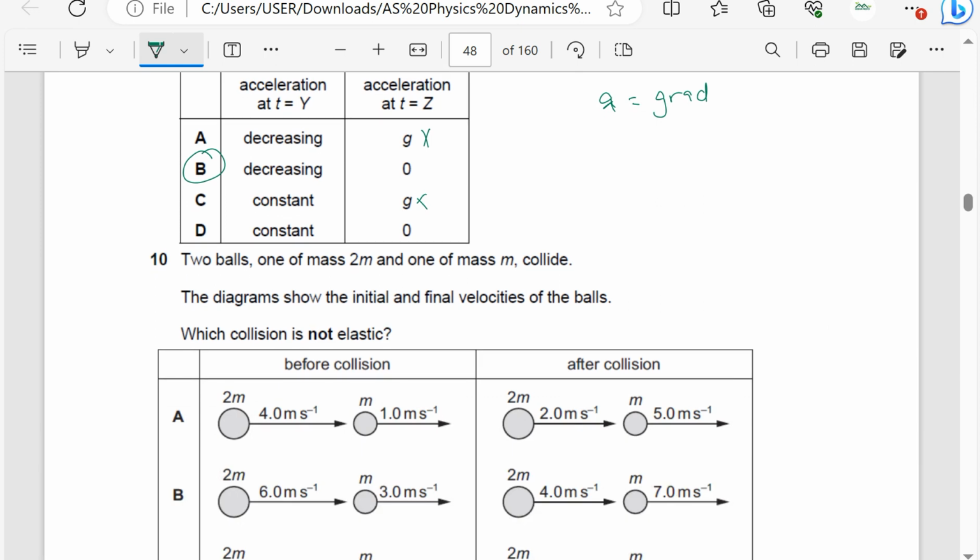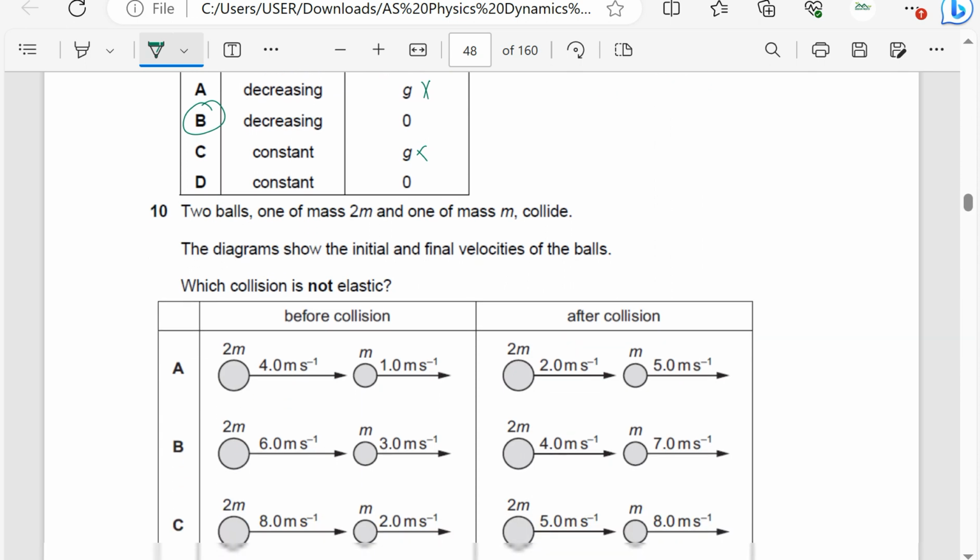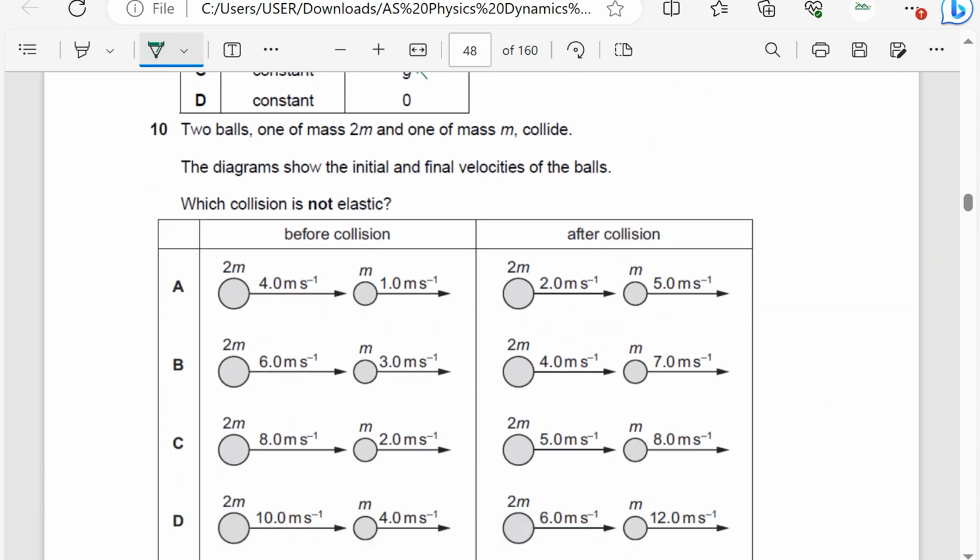Two balls, one of mass 2m and one of mass m, collide. The diagram shows the initial and final velocities of the balls. Which collision is not elastic? So we just check the relative speeds of approach and separation. For elastic, relative speed of approach should be equal to relative speed of separation. Here, the velocities are on the same side, so we just subtract them, highest minus lowest. So this is going to be 3, and here it is 3. So that one is fine, it is elastic.